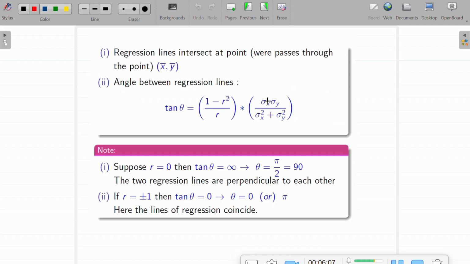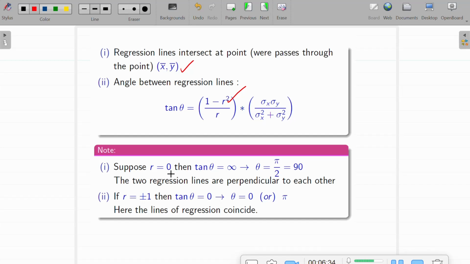Regression lines will intersect at the mean point, x bar and y bar. And the angle between the regression lines is given by the formula tan theta is equal to (1 minus r square) by r, times sigma x, sigma y, by sigma x square plus sigma y square, where r is the correlation coefficient. Your sigma x and sigma y are the standard deviations of x and y, and sigma x square and sigma y square are the variances of x and y.